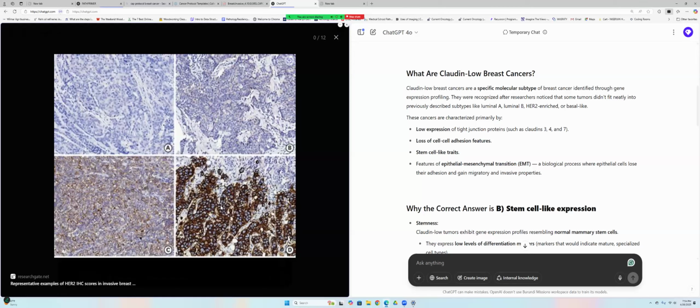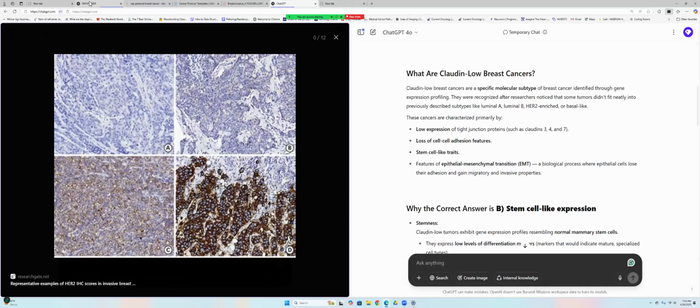What of this? Complete staining, strong, in more than 10%. Strong complete staining in more than 10%. So what is this? That would be 3 plus. So which of them would you give trastuzumab therapy? The 3 plus. What will you do in the case of 2 plus? With 2 plus, we do FISH. Very good.